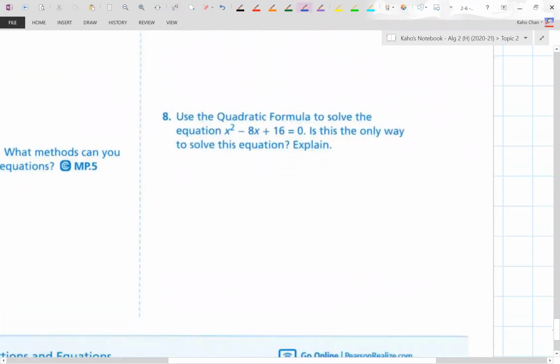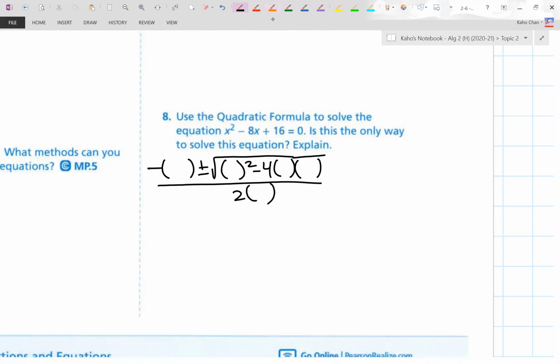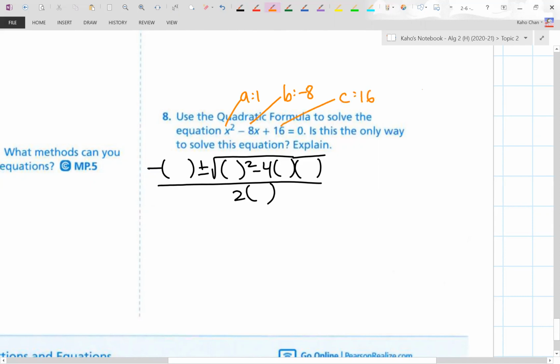Last question of the day. Use the quadratic formula to solve the equation x squared minus 8x plus 16 equals 0. Is this the only way to solve this equation? Probably not. Let's do it. Negative b plus or minus the square root of b squared minus 4ac all over 2a. Of course, a, b, and c are right here. A is 1, b is negative 8, and c is 16. Let's plug the numbers in.